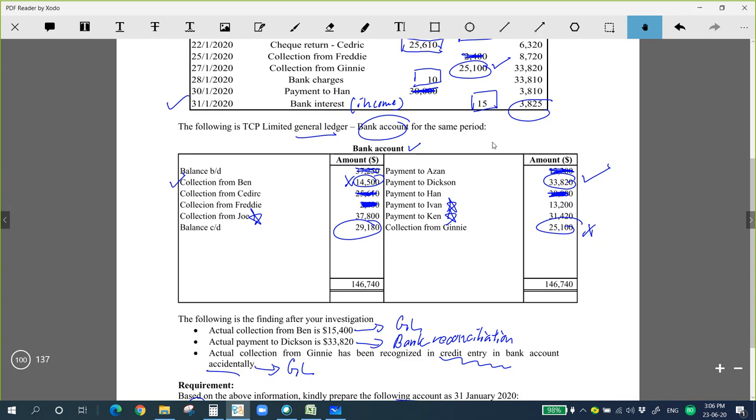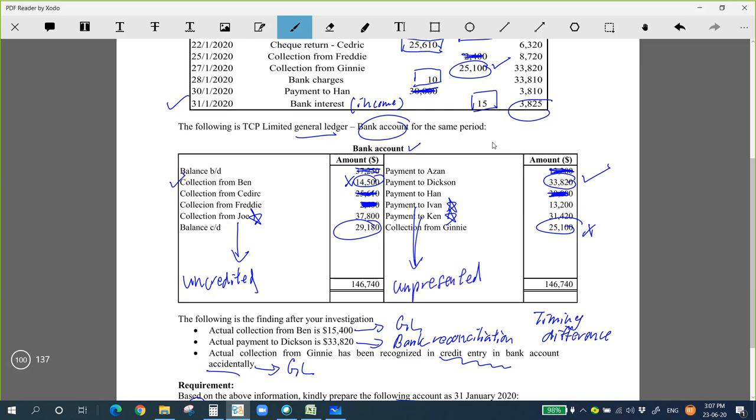Yes, the reason is due to timing difference. We have shown it in our ledger, but the bank statement has not reflected it. What's the reason? Timing difference. So for the collection, we know this is uncredited. For the payment, this is unpresented. So these uncredited and unpresented cheques we will show in the bank reconciliation statement later.